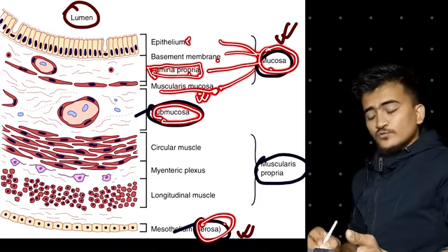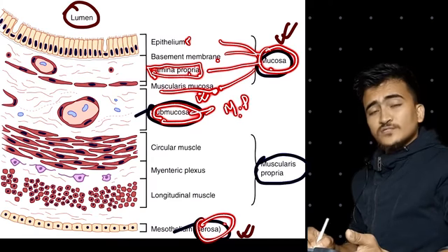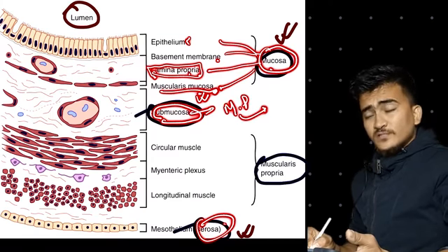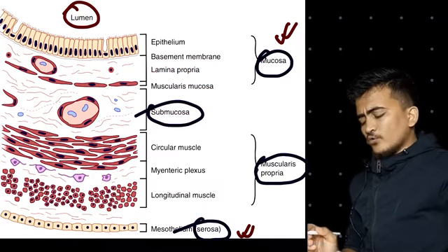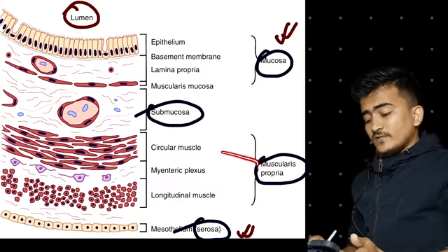Similarly, talking about submucosa, it consists of what? Meissner plexus. What is the function of this plexus? Secretion and absorption. Similarly, talking about muscularis propria, it consists of inner circular muscles.